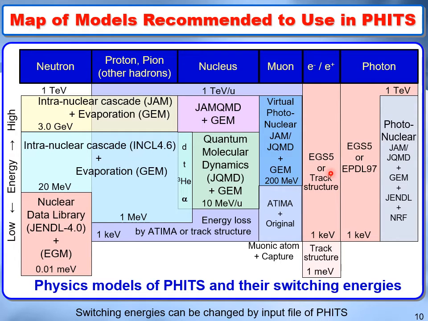Basically, PHITS can transport particle energies between 1 keV up to 1 TeV, except for neutrons and electrons and positrons in the cases of using track structure mode. The switching energies between the models can be changed by input file of PHITS, but basically, we set the most appropriate value as the default value, so you do not have to change the values in most cases. In the next several slides, we pick up some models and explain about their features.